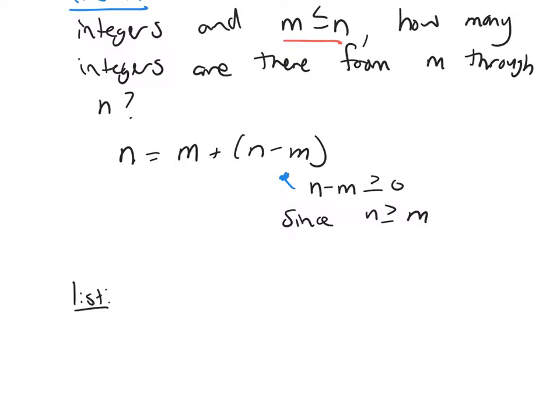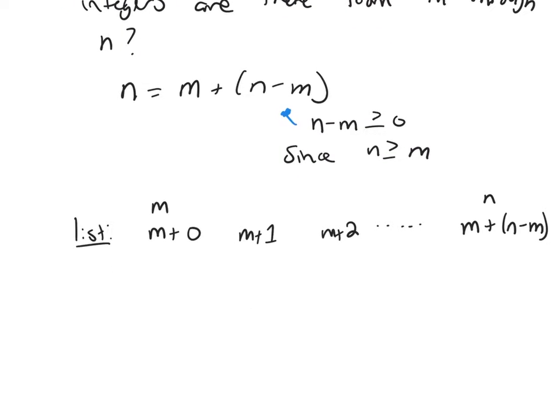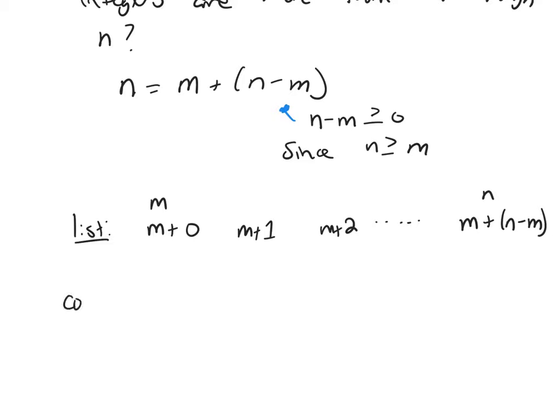So I would start with m, which you can think of as being m plus 0. And then the next number would be m plus 1, m plus 2, and so forth until I get to my final number, which is n, which is m plus n minus m. And so let's now count these numbers, again just like we did in the previous problem. So this m would be my first number. m plus 1, when I'm counting, would be my second number. m plus 2 would be my third number.